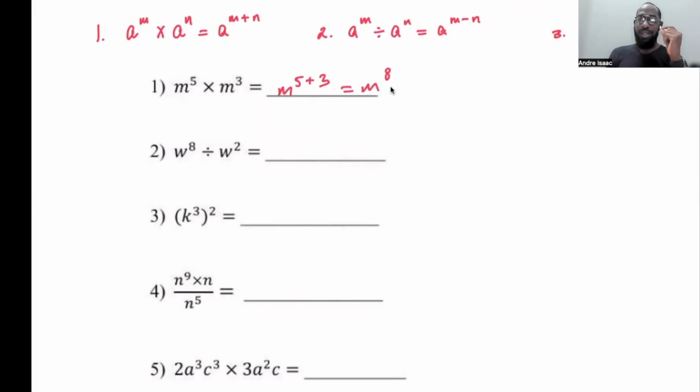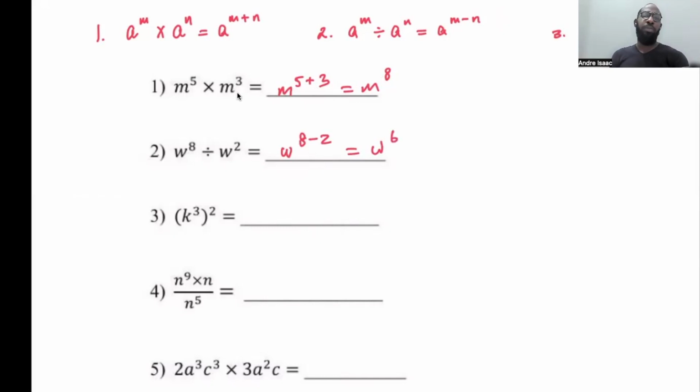But when it's in your head, when you master it, you just jump from the question to the actual answer. Because for some questions, if you apply this working, your working will be wordy and it may open you up to make mistakes. So pay attention to that. When you're dividing same letters, you subtract the powers. So this one will be w to the 8 minus 2, and that is w to the 6.